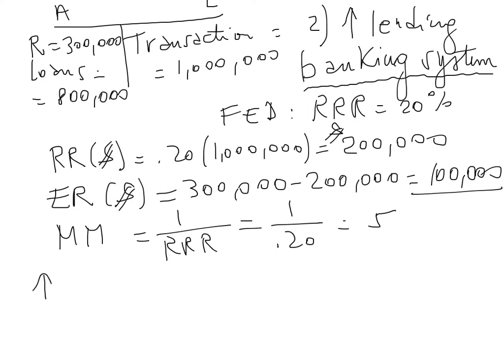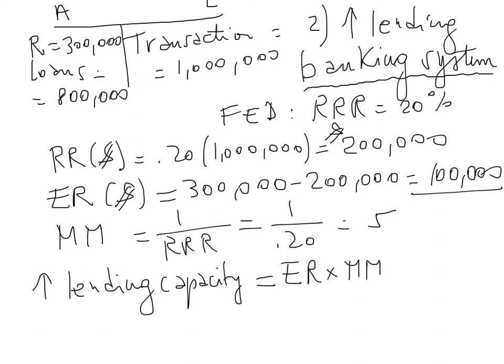And finally, the increase in lending capacity in the whole banking system is going to be the excess reserve times the money multiplier. My excess reserve was 100,000 times 5. So that's going to be 500,000. So that was an application on money creation. We can continue and work on the other applications posted for you.